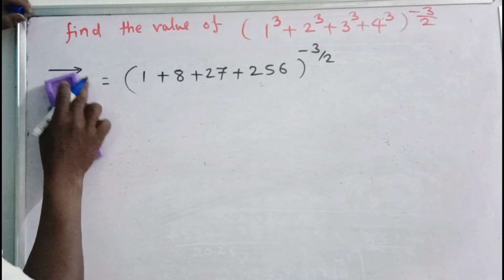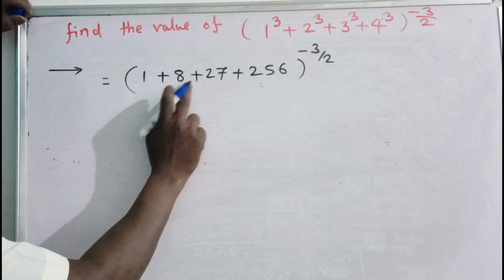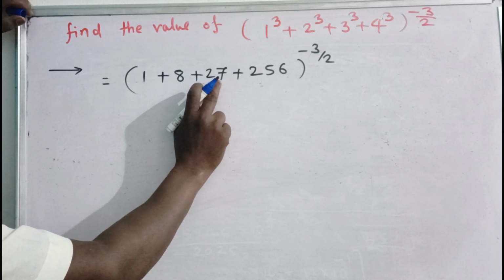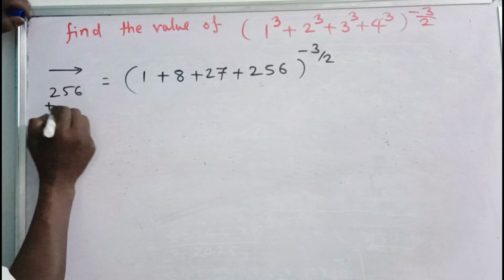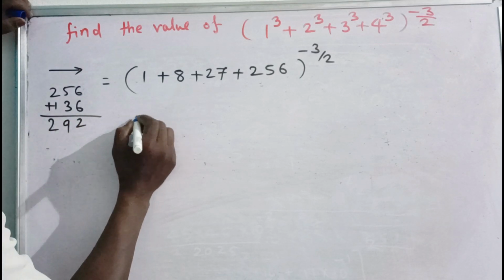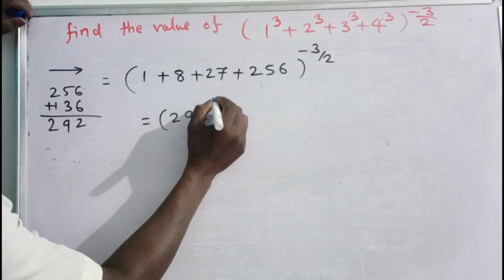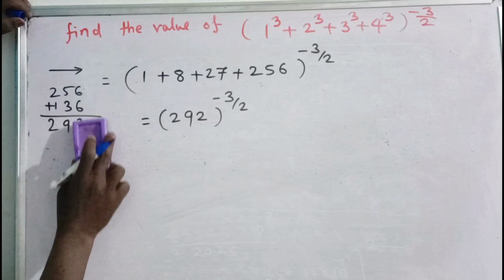Now do the addition of all this. 9 plus 27, that is 36, 256 plus 36, 292. So 292 raised to the power minus 3 by 2.